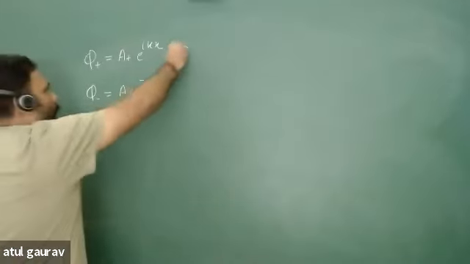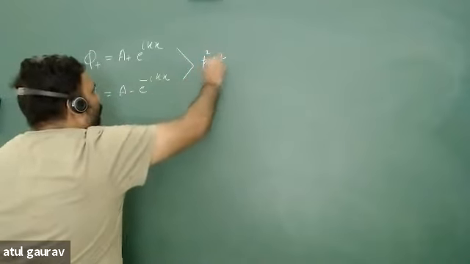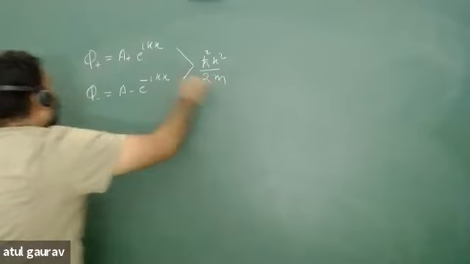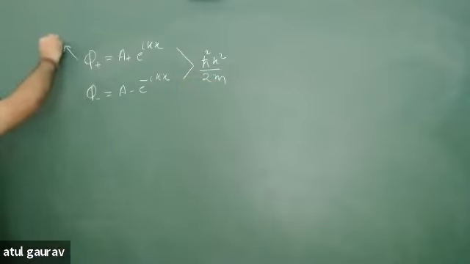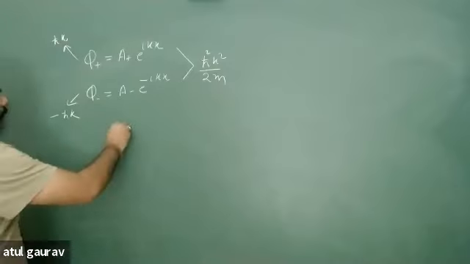So phi plus and phi minus are there. Both have energy eigenvalue h cut square k square upon 2m. The momentum is h cut k and this momentum is minus h cut k. Okay, so we have just done it. This is the final information. Now let's try to make any state psi.